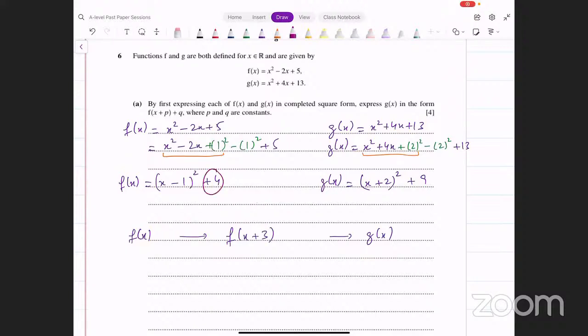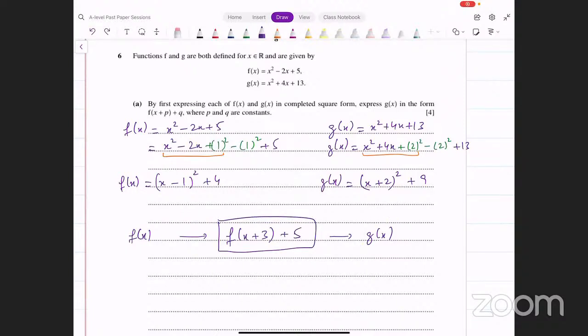we've got 4 here, we've got 9 here. 4 से 9 पे जाने के लिए क्या करना पड़ेगा? 5 add करना पड़ेगा. So outside the function we've got +5. This is how you can represent g of x.